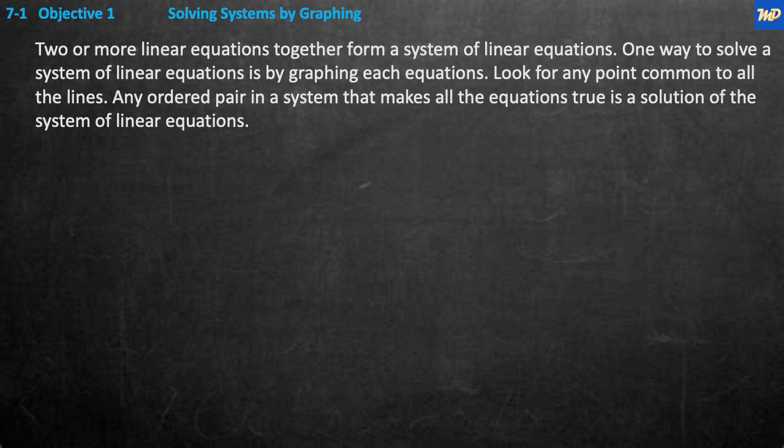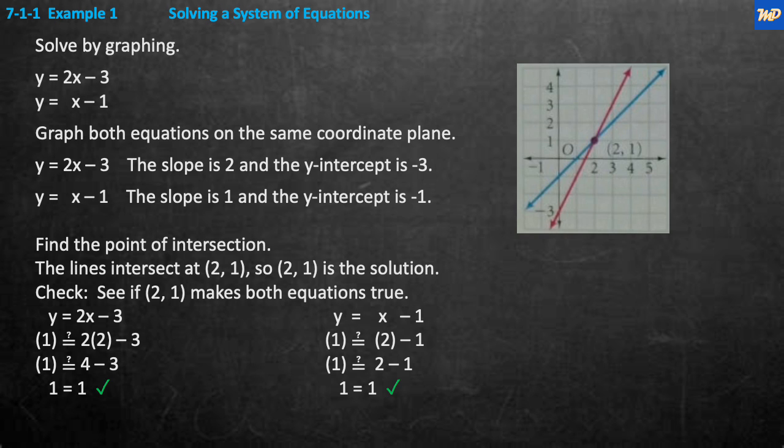Two or more linear equations together form a system of linear equations. One way to solve a system of linear equations is by graphing each equation. Look for any point common to all the lines. That's what I was saying before. If you had 5 lines on a graph and they all crossed at the same point, that would be the solution for that system. Any ordered pair in a system that makes all the equations true is the solution of that system of linear equations. Okay, example 1, solving a system of equations.